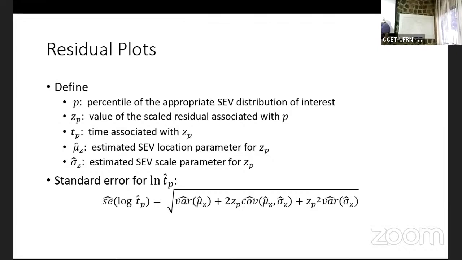We can get an estimated SEV location parameter by using the information matrix. Once again, we're doing log likelihood statistics. We are getting the first and second derivatives. The matrix of the second derivatives gives us the information matrix. And the information matrix gives us the variance of our estimate of the mu. It gives us the variance of the estimate of the scale parameter, and it gives us the covariance. Minitab does this very nicely, by the way.